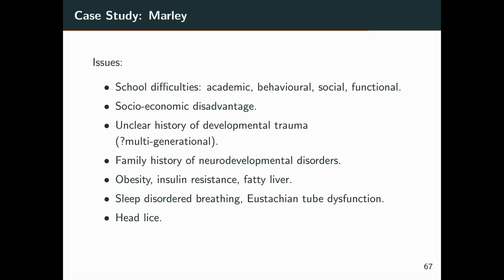So, thinking about Mali again, how should I move forward? What should be my priority? My priority is going to be to treat the head lice because that's just kind. But at what point should I treat the metabolic stuff? Should I treat it? I'm a developmental paediatrician. Should I send her to a specialist? Who would that be?